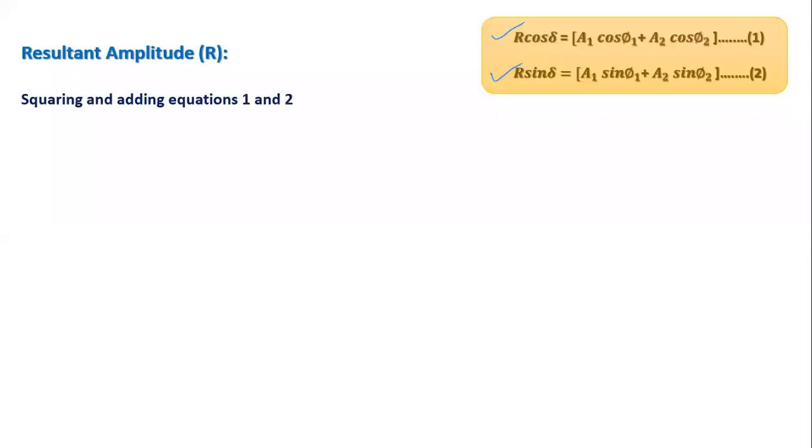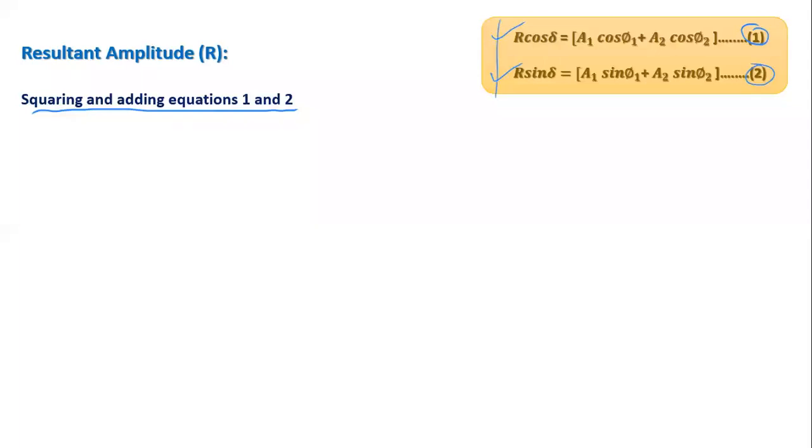So the next article is resultant amplitude, meaning the expression of capital R. Now we have these two equations, equation 1 and equation 2, which we already saw on the previous page. Now here we can do a mathematical operation: squaring and adding equations 1 and 2. If we square and add, then what do we get?